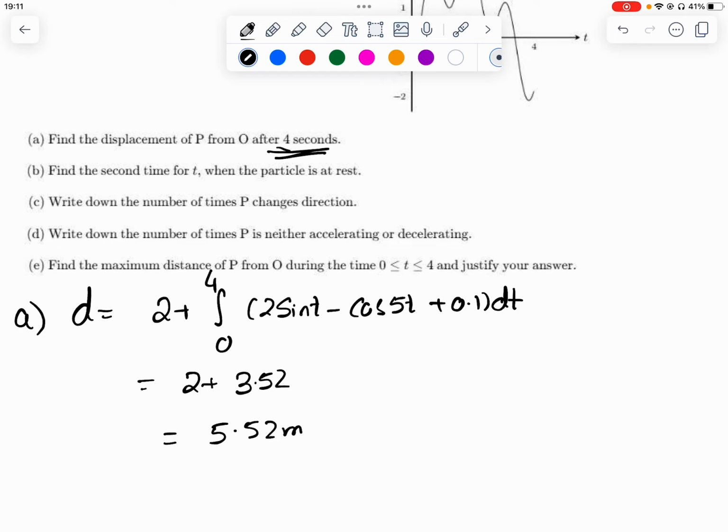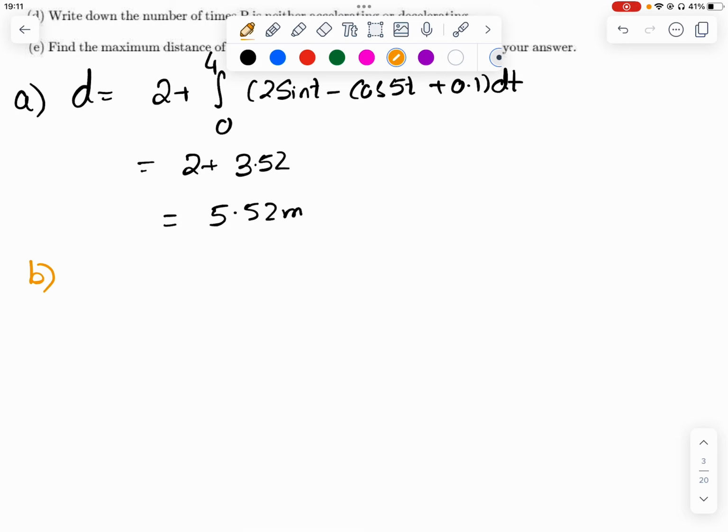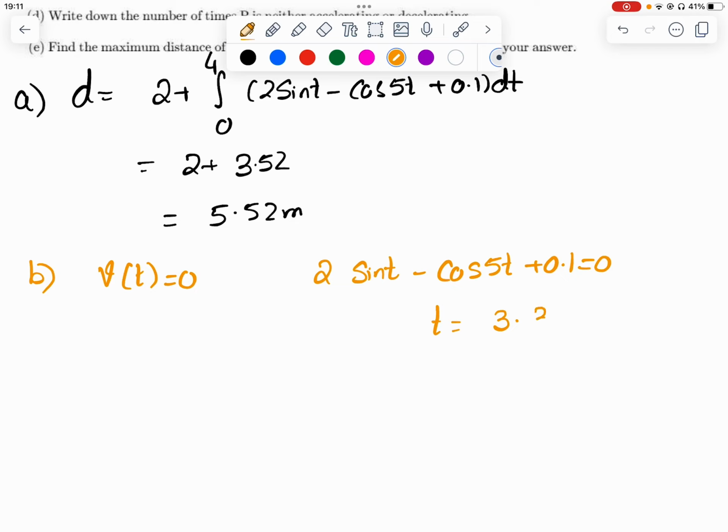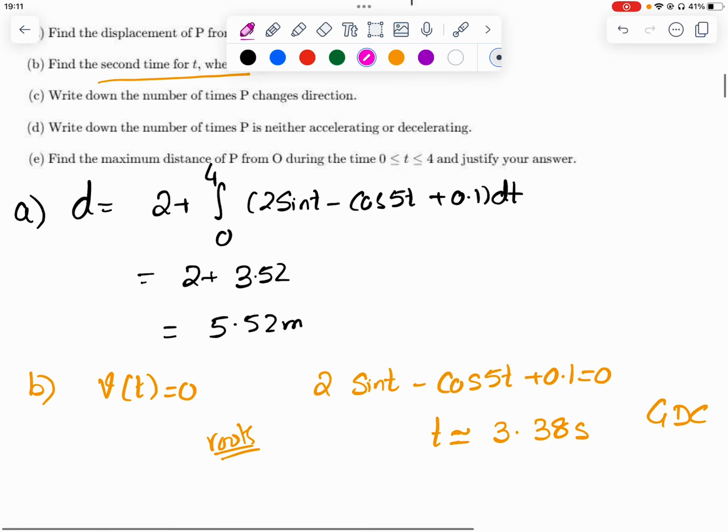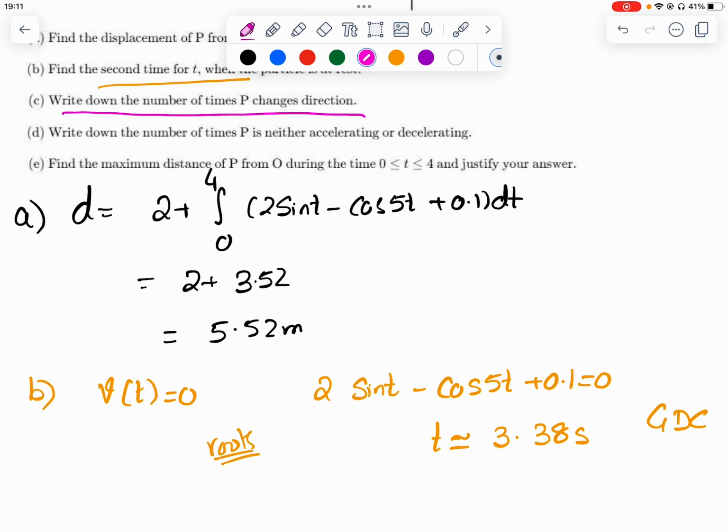Next, what is he asking? Find the second time of t when the particle is at rest. Particle is at rest means nothing but what? Velocity at t should be equal to 0. So 2 sin t minus cos pi t plus 0.1 should be equal to 0. Use the GDC again to find the roots. Then of this graph, you should be getting t approximately equal to 3.38 seconds using GDC.